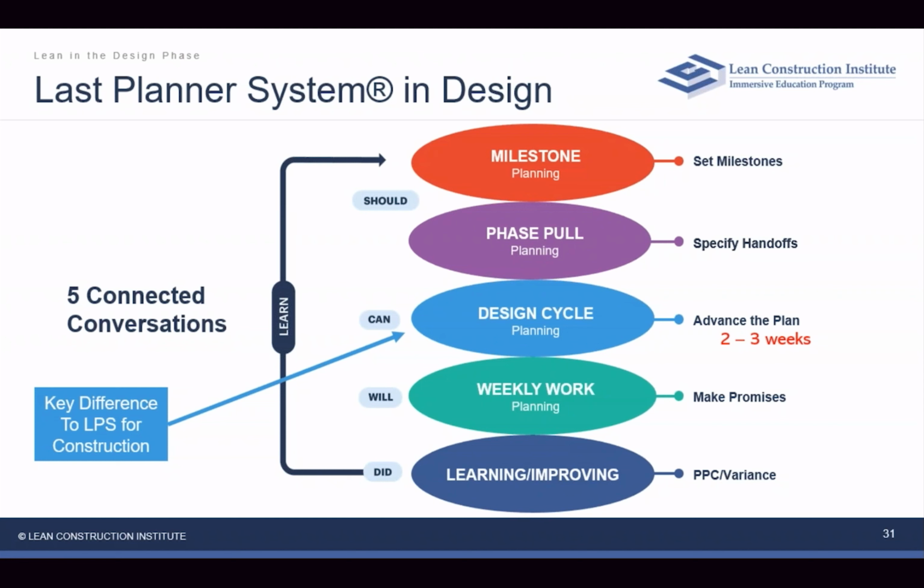And the key, again, maps back to reliability. The chart that I showed earlier in the presentation, where we're in a much more reliable state, shows that reliability in construction comes from a more linear process, and we can plan a little further out. But in design, often that "can" planning is happening more at 2 to 3 weeks.